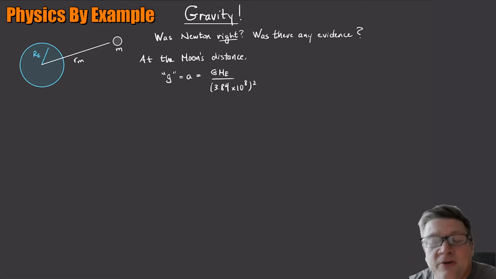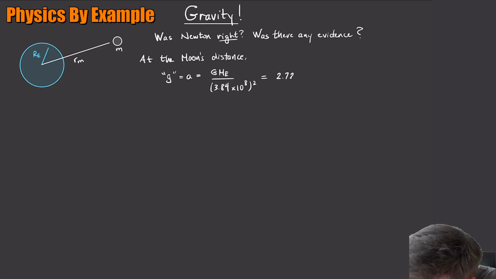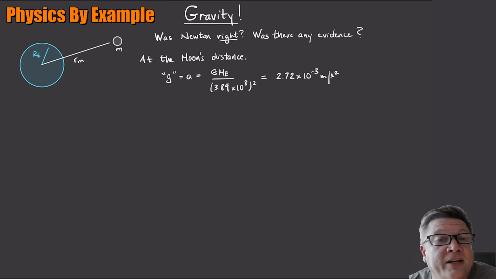And so when you do that, what you find out is that the gravitational acceleration is actually really small. Right here on the surface of the Earth, it's almost 10 meters per second squared. Out there, it's like 2.72 times 10 to the minus 3 meters per second squared. It's 2 to 3 millimeters per second squared, so it's really small.